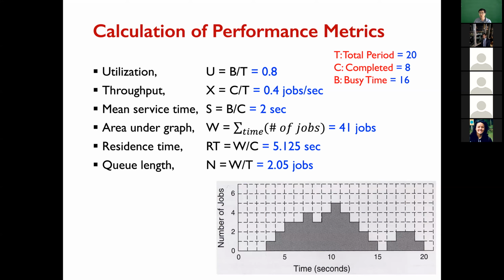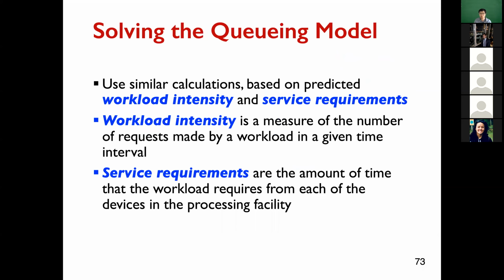So how do we solve a queuing model? How do we derive the execution time? We need two things. First, we need a workload intensity, and second, we need service requirements. What is workload intensity? It is a measure of the number of requests made by a workload in a given time interval. For example, 1,000 visits to this CPU in 1 second. So the workload intensity is 1,000, okay?